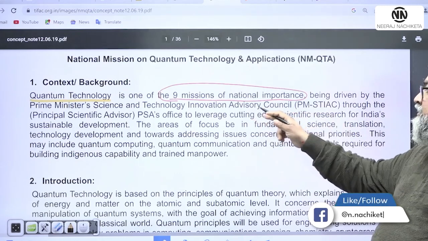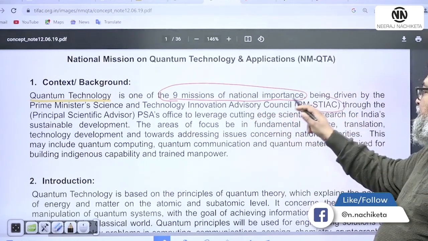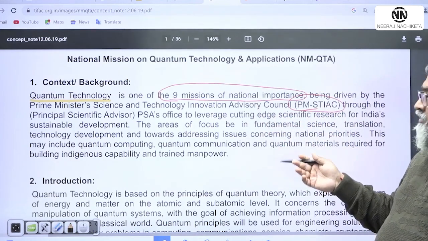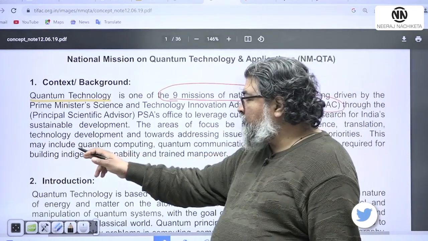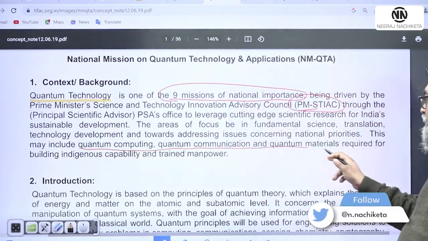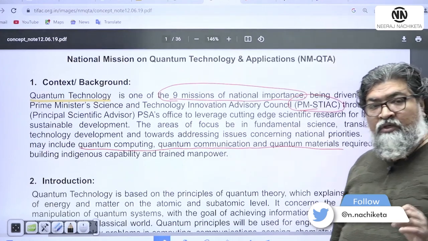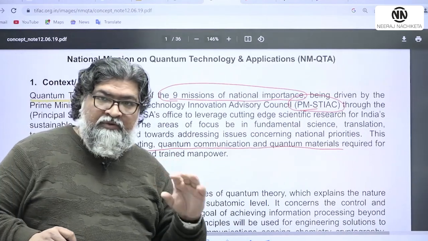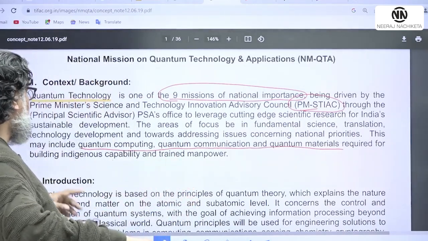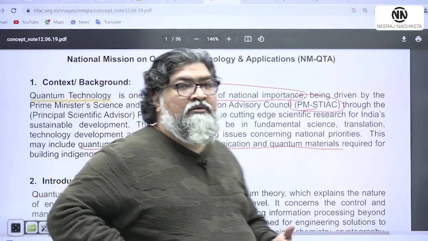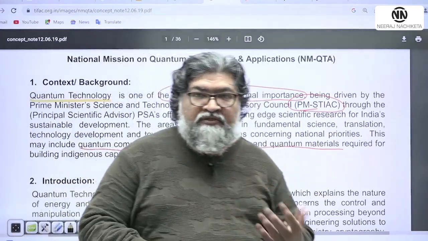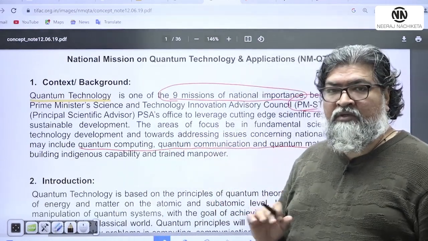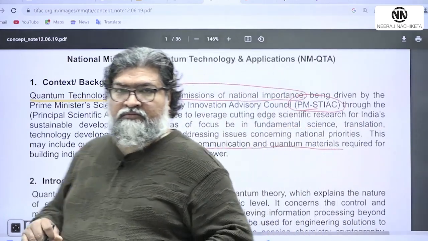The PM's Science, Technology, Innovation Advisory Council, PM-STIAC, okay. Cutting edge technology will be used there. Quantum computing, see here, which may include quantum computing, quantum communication, quantum materials. Even development of quantum materials which will build such kind of systems. Again, that is being promoted, right? What do you find here? Then skilled manpower, scientific manpower, researchers, human resource development. All these are being focused now under this national mission, right?